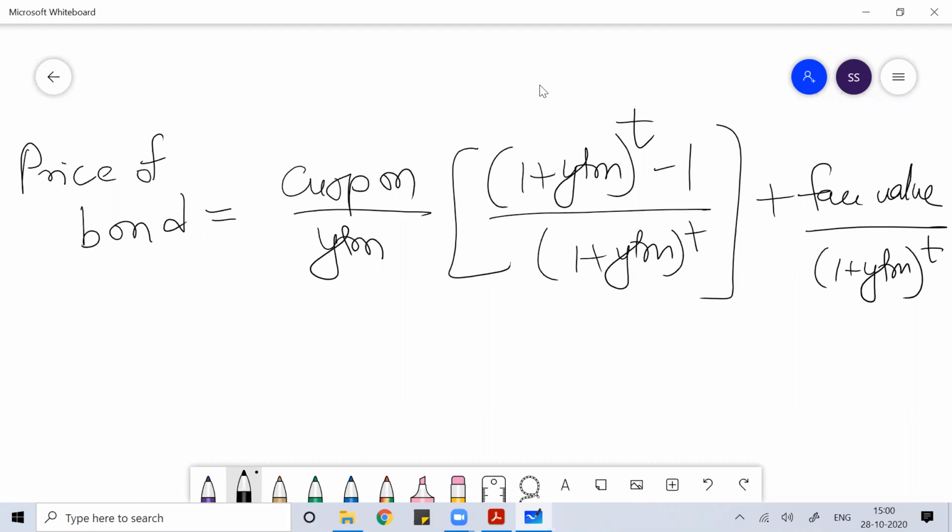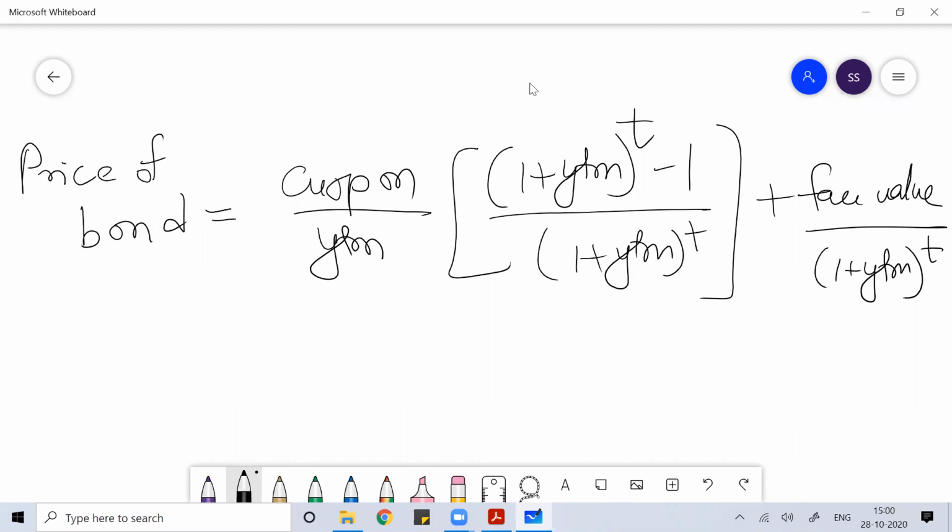Altogether, I'm using the concept of present value of annuity here, because from the first time period till the end of the maturity, the fixed amount that the issuer gives to the investors, calculated in terms of face value, is what we call the coupon. So whenever we see a coupon rate, that is always calculated on the face value. This is the formula we discussed for the price of the bond. In case the coupon is paid semi-annually, the coupon would be divided by 2, the YTM would be divided by 2, and the time would be multiplied by 2.